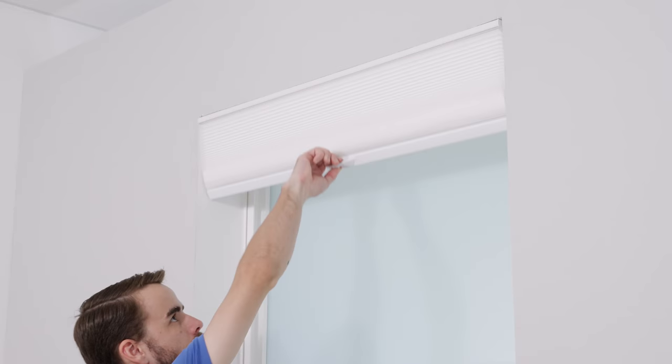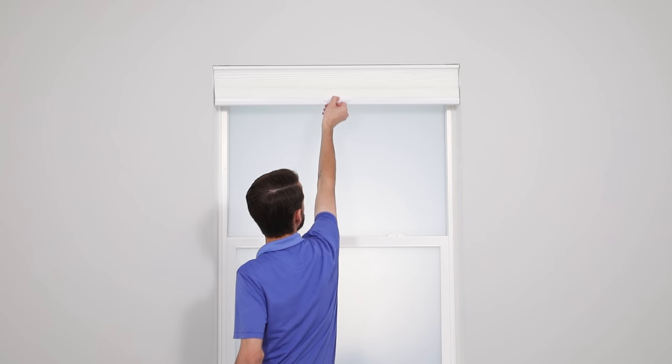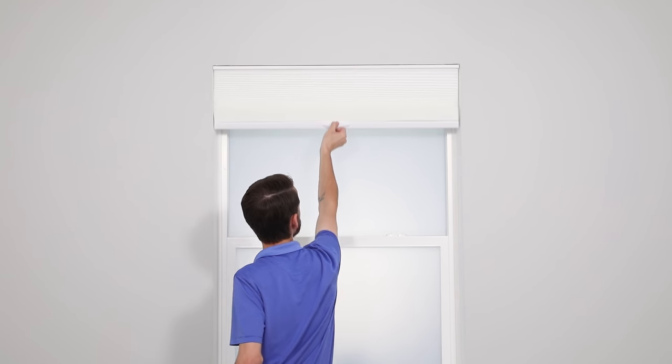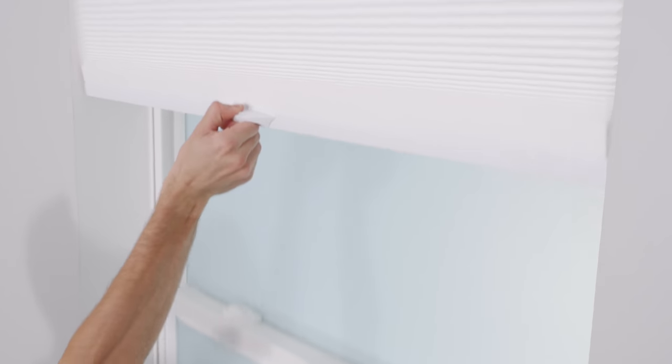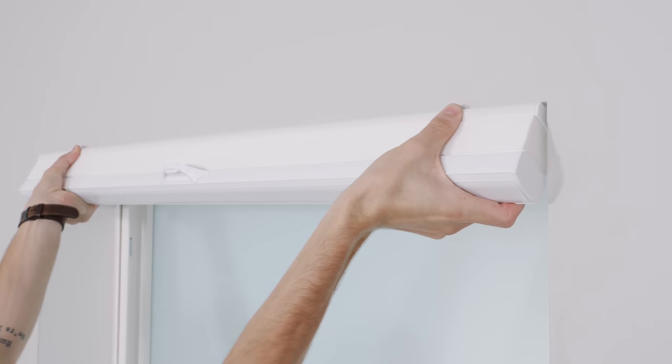That's it. Now just pull the shade up and down a few times to make sure everything looks and works right. If you need to remove the shade, make sure it's all the way up, and then simply push the headrail back and tilt it down to lift it out of the window.